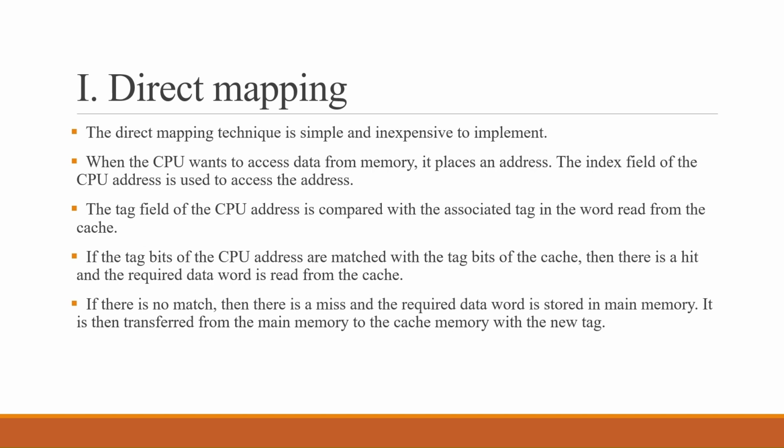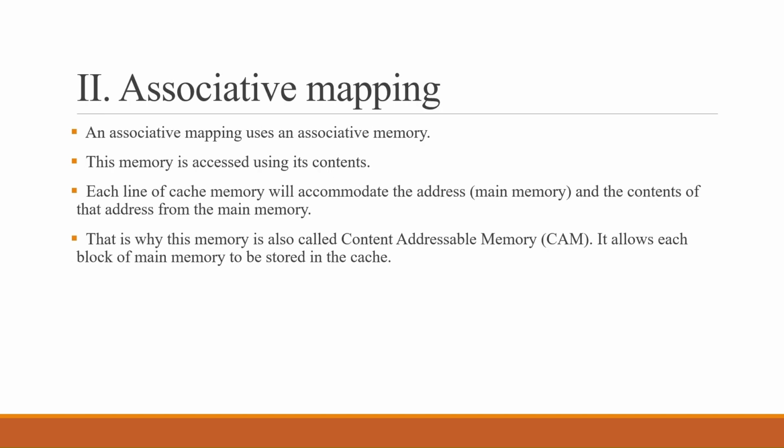However, it can cause cache conflicts, where two blocks in the main memory map to the same block in the cache memory, resulting in reduced cache hits and increased cache misses. So this was one of the drawbacks of direct mapping. Now let us see what is associative mapping.